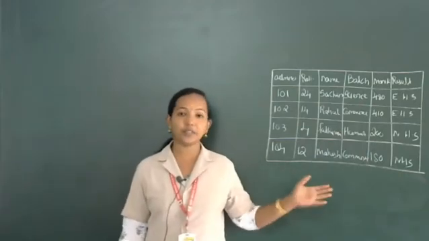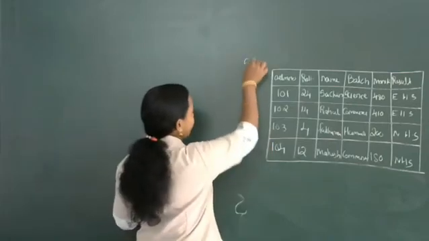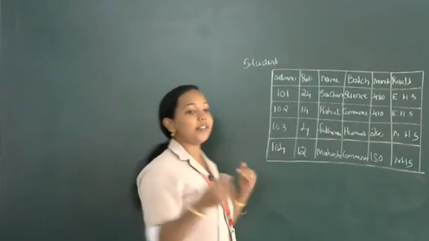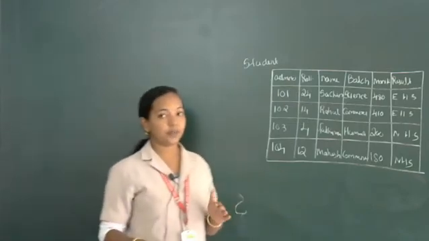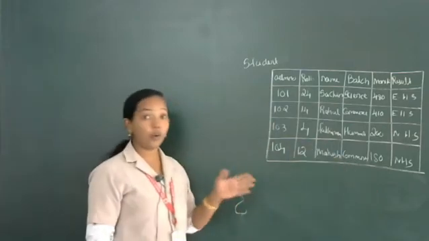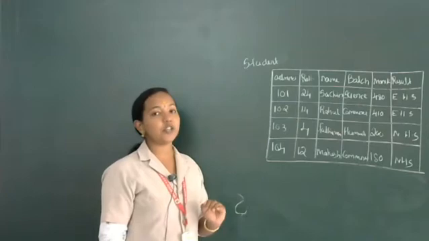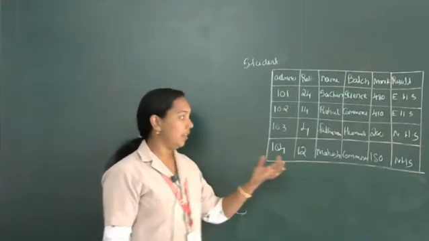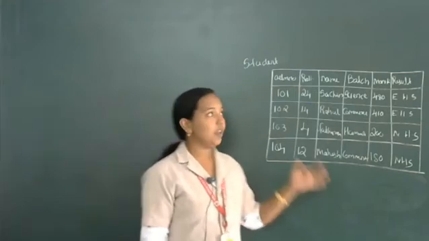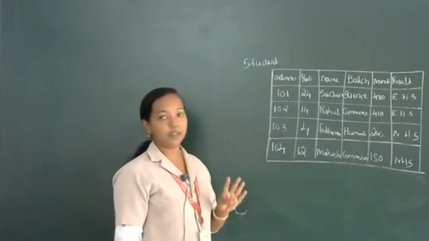So let us take this example, which we also used in the previous video. This is a student relation. Actually, this is a table. Its name is student. It consists of 6 attributes and 4 tuples. So what is a tuple? A row in a relation is known as a tuple. Then a column in a relation is known as an attribute. So it consists of 6 attributes and 4 tuples.